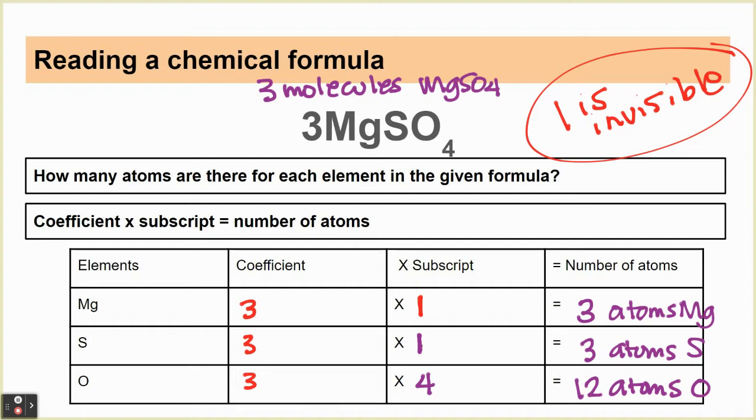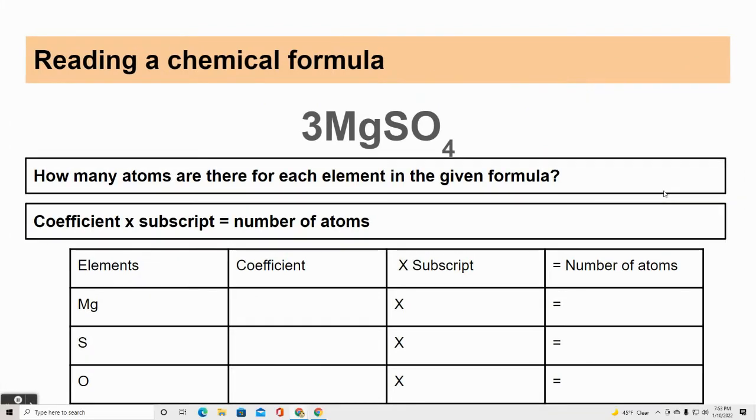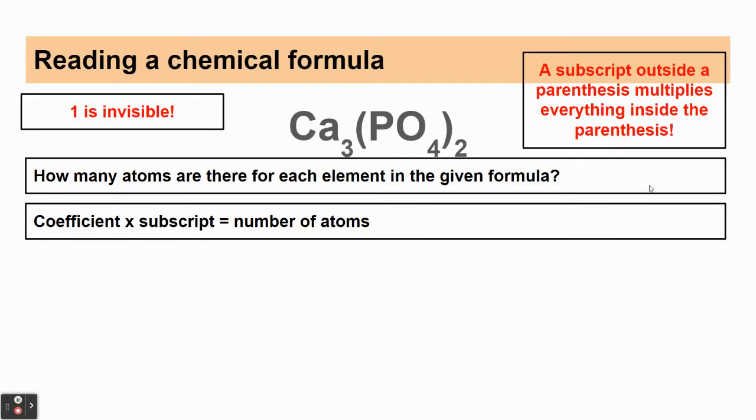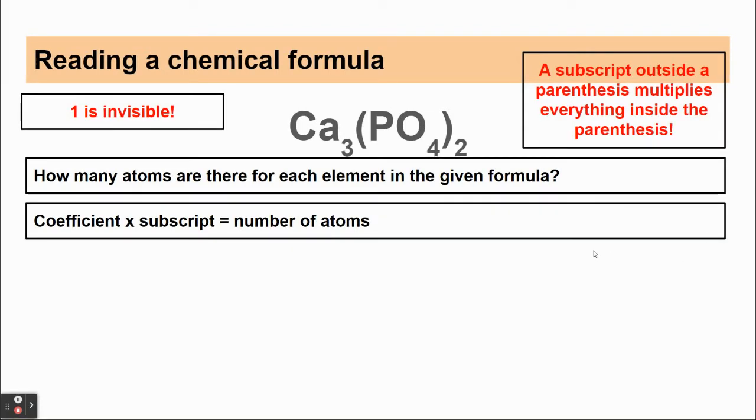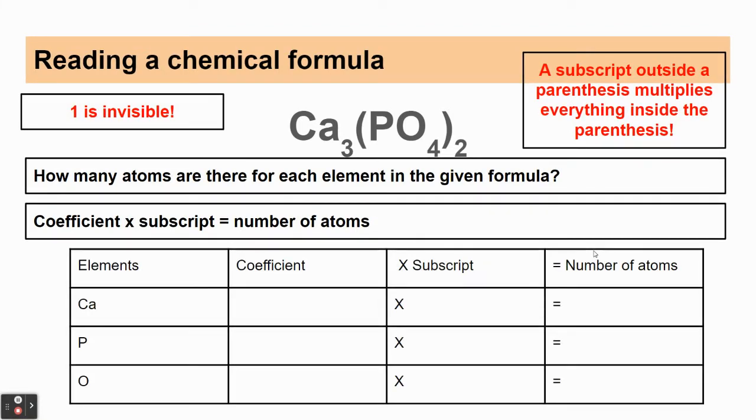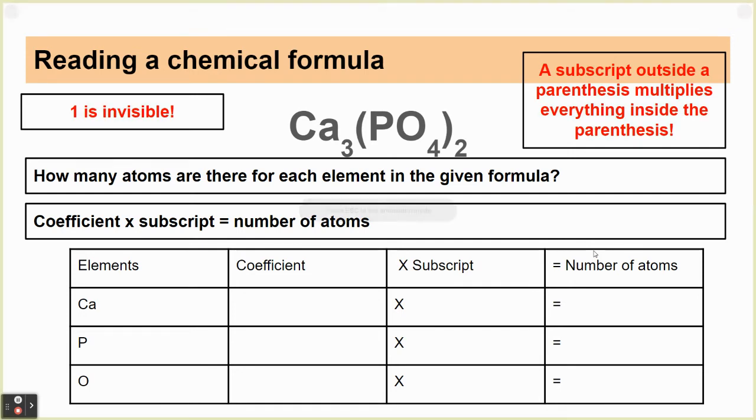All right. Okay, let's try another example. How about, for example, this one right here? Okay, what if we have this formula right here? Oops, something's missing. Okay, the table is missing. Oh, there you go. Table's right there. Okay. So if you look closely here, guys, how many atoms are there for each element in the given formula? All right. If you look at the formula, we got Ca, that's one element that we have. We got a P, and we got an O.